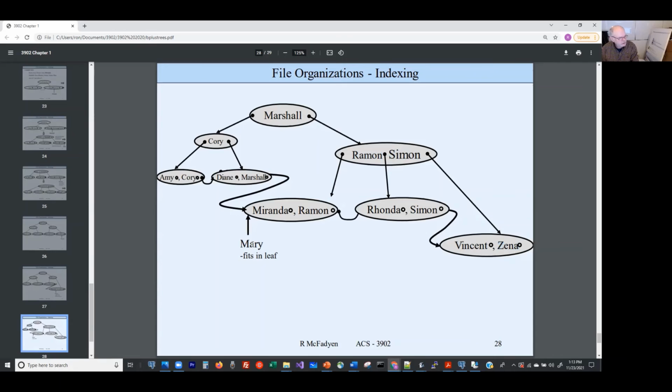The last one to be inserted is Mary. And it was determined that Mary belongs in this particular node. A search of the B+ tree tells us that this is where Mary belongs. Let's look at that process.